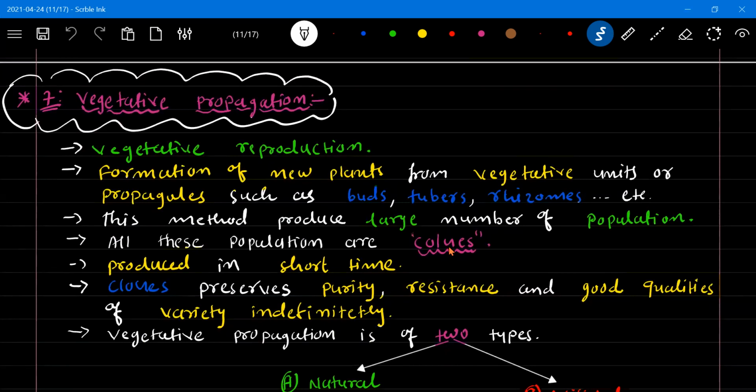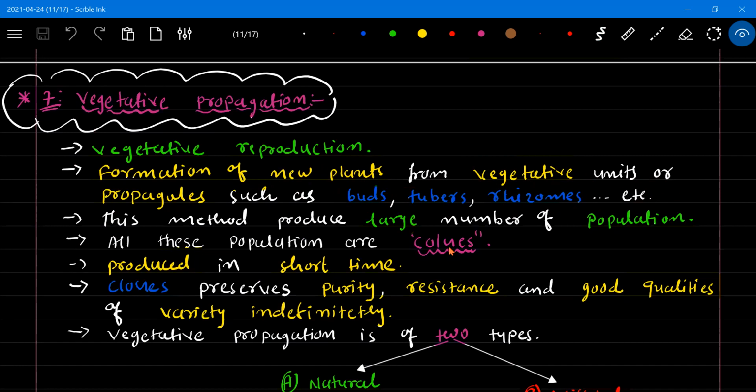Now in vegetative propagation, we will talk about vegetative reproduction, particularly in plants. This vegetative reproduction, you can also say vegetative propagation. So vegetative propagation is also called vegetative reproduction. It is the formation of a new plant from vegetative units or propagules such as buds, tubers, and rhizomes, etc. Okay, so the new plant is developed from these different units.